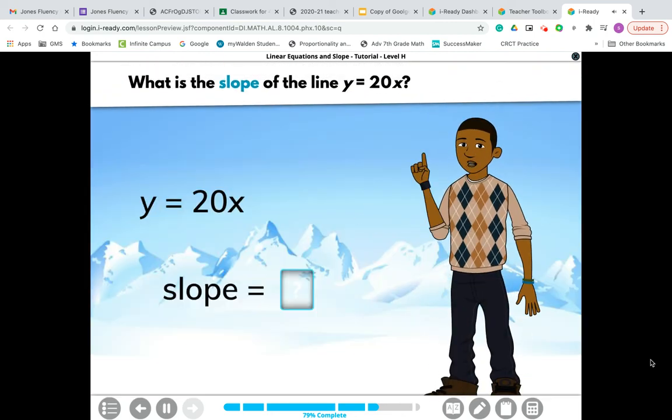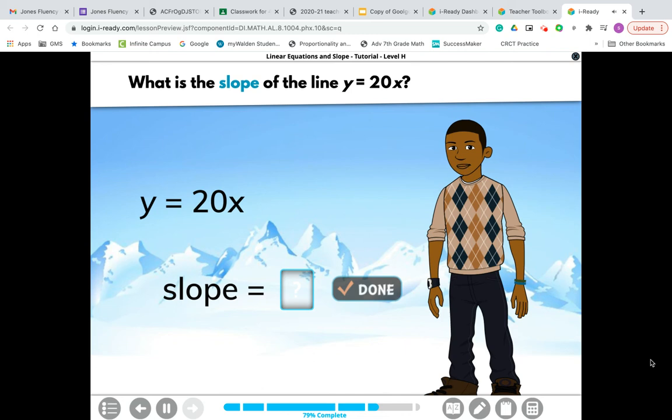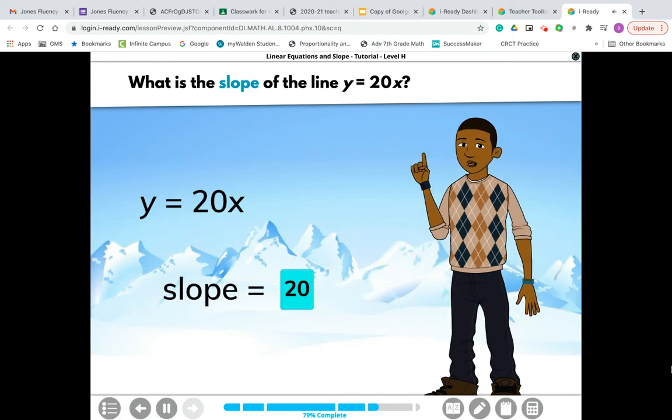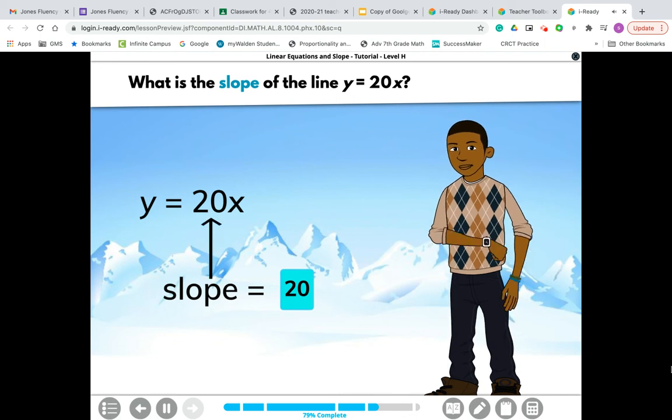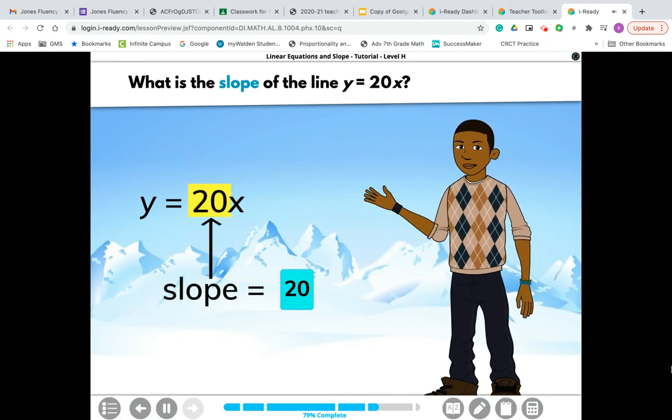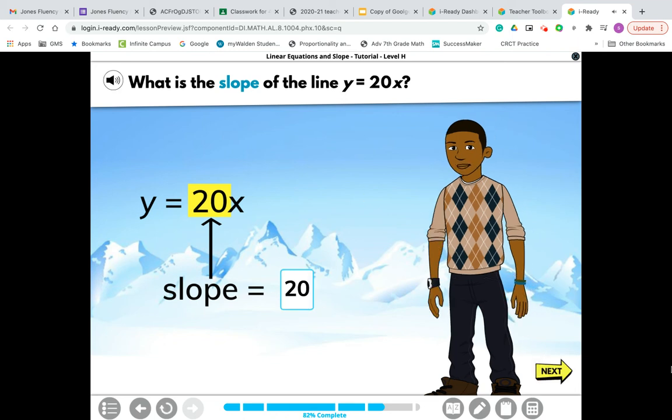What is the slope of the line y equals 20x? Right. In a linear equation, the slope of the line is the coefficient of x. Here, the coefficient is 20, so the slope is 20.